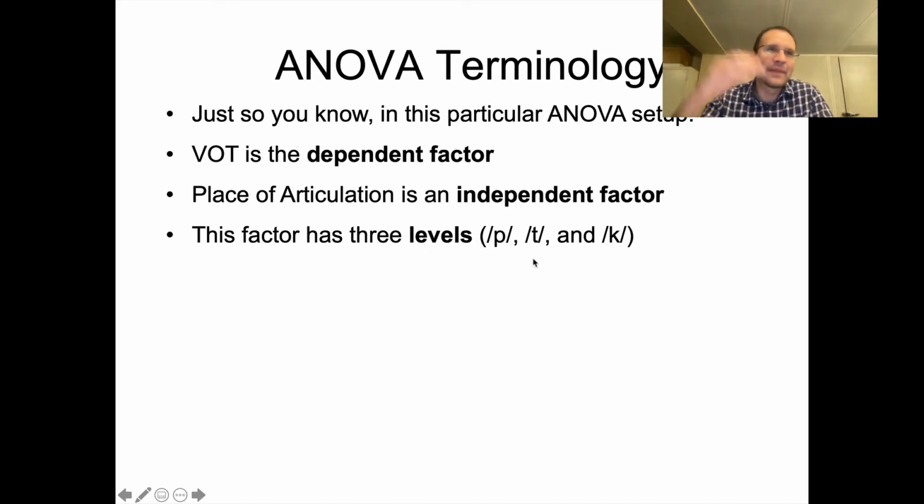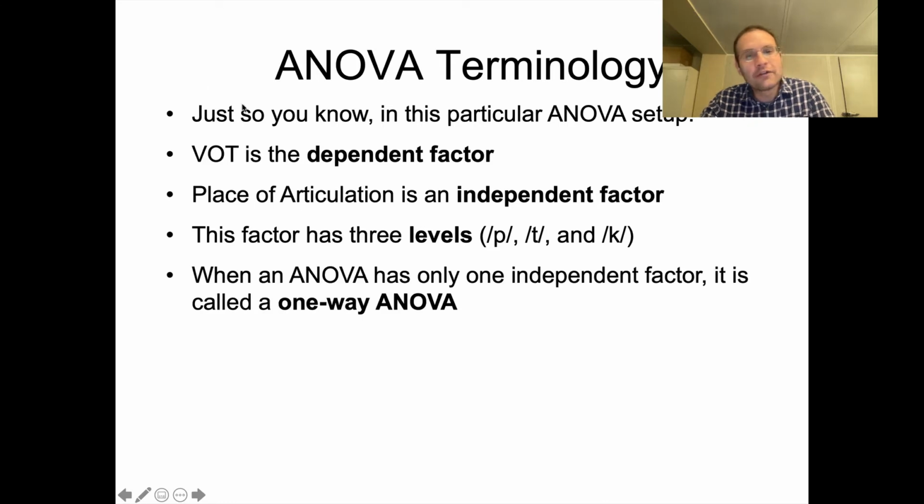You could also think about it this way if it helps: if we're looking at how age affects VOT, or formant frequency, you could look at kids, adults, old people. Those would be 3 different levels for that factor of age. When an ANOVA has only one independent factor, it is called a one-way ANOVA. We're doing this to start off with because it's the simplest case. It's a little more complicated than a t-test because we have 3 levels of our factor rather than just 2.